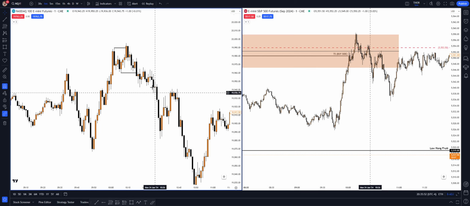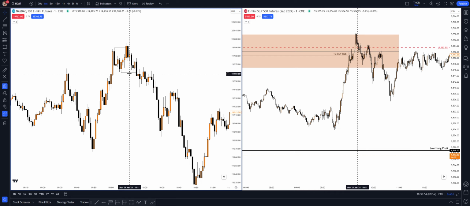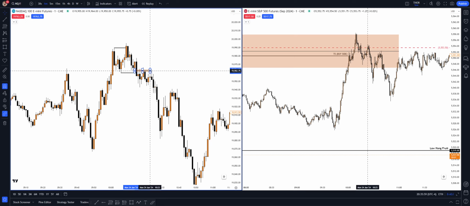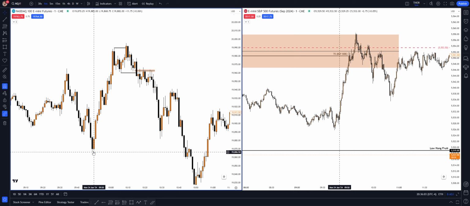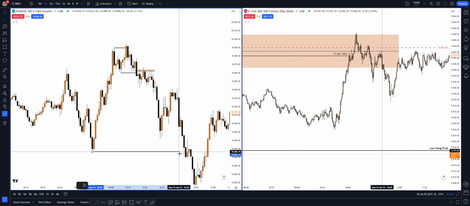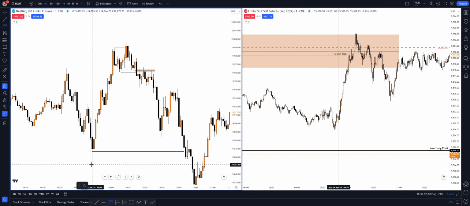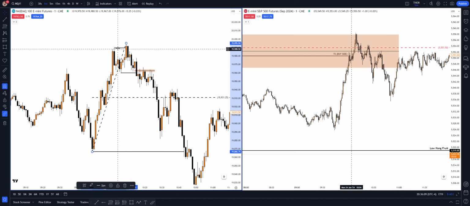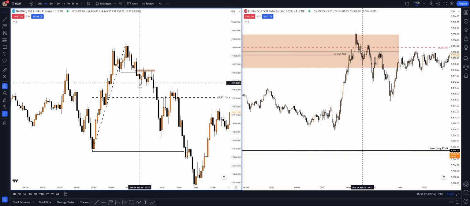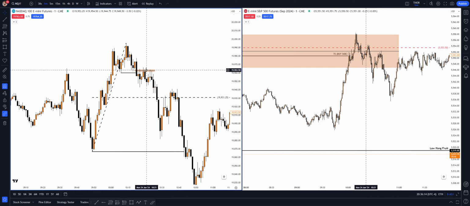Now here though, what happened afterwards is it displaced with the sell side delivery. So here's a displacement. This is a premium displacement because there's a displacement right there. We're looking for this external range low, and the dealing range is right here. So premium fair value gap, this is a short entry.